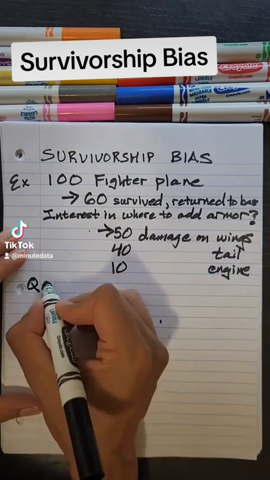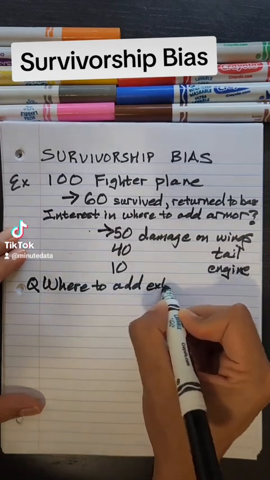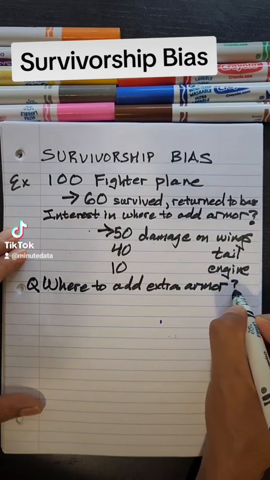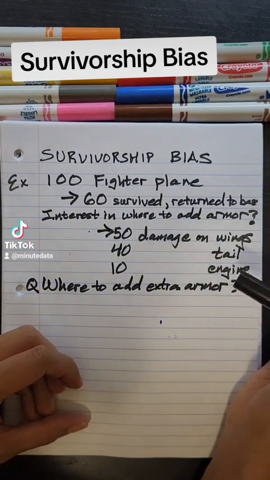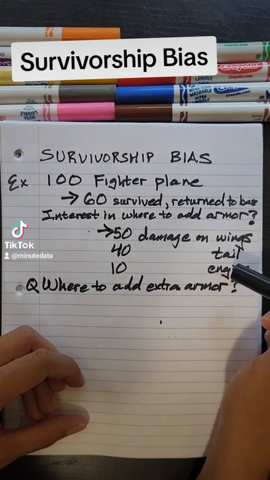And the question is, where to add the extra armor, reinforcement, whatever you have. And again, you can only choose one place to add the armor, because if you add armor everywhere, the plane gets too heavy, it can't actually fly. So you can only choose either the wings, the tails, or the engine.